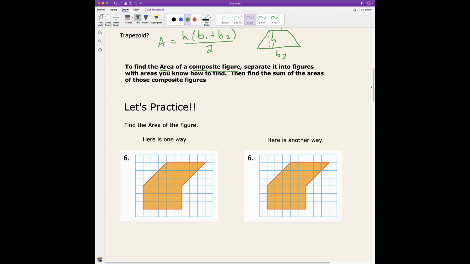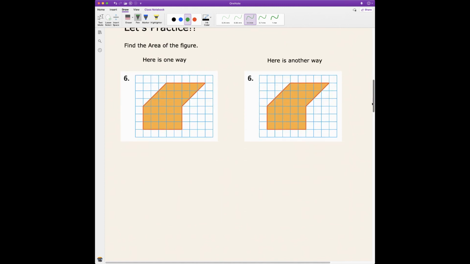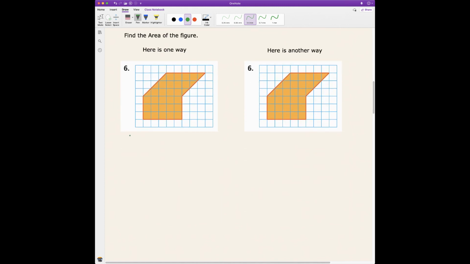So what I want to do is look at a couple problems and look at them two different ways and see if we can solve these problems two different ways. I will tell you you can solve them in many ways. So this first problem, let's find the area of the figure. So let me break this into figures that I can find the area of.